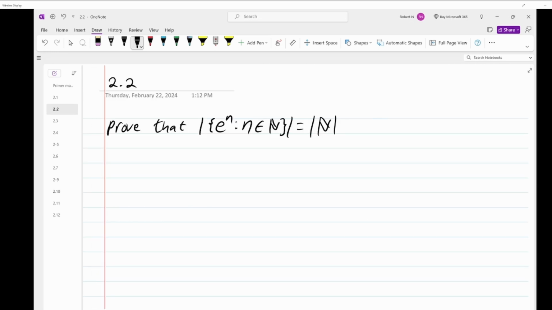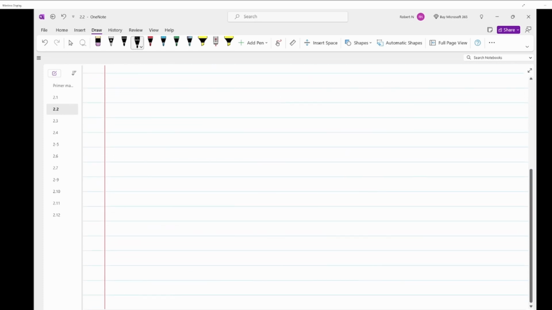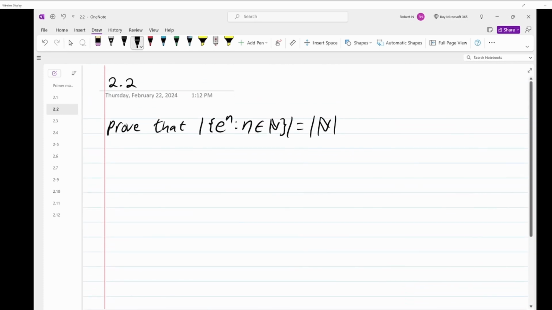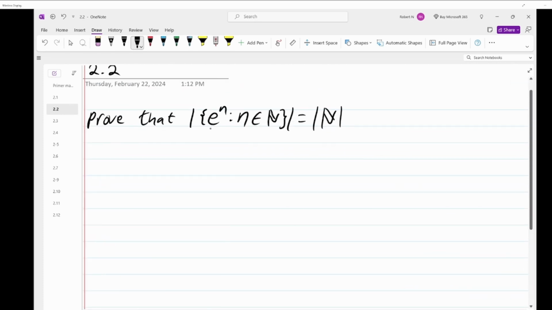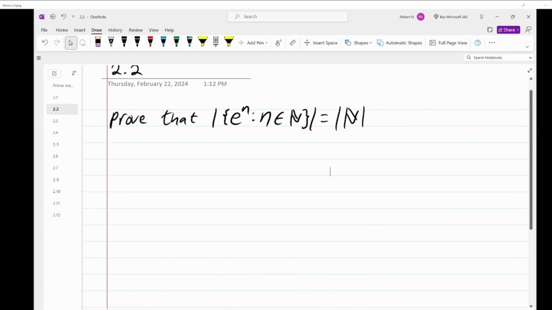Next question. 2.2. Prove that the cardinality of the set containing e to the n such that n is a natural number is equal to the cardinality of the natural numbers. Is this a question for me to solve? Do you want to solve it? I'd like to take a crack at it. Okay. I probably won't get there, but I'd like to provide insights.